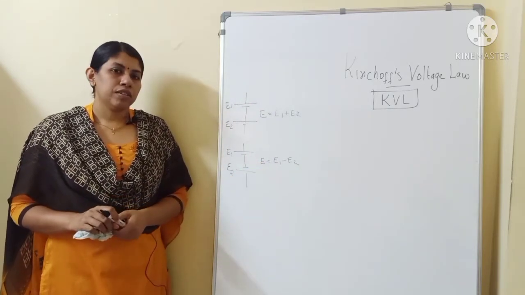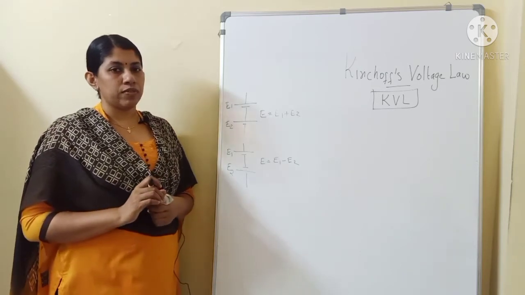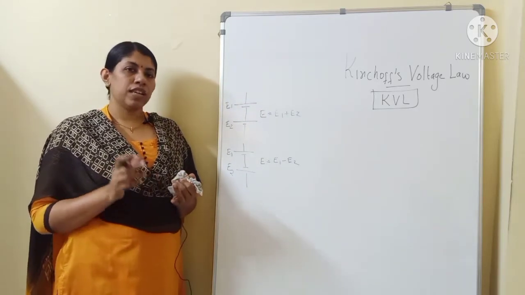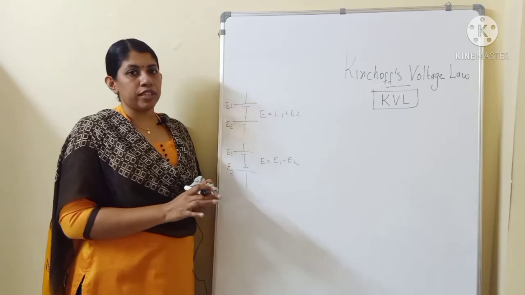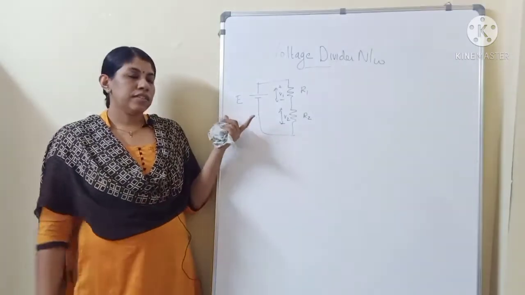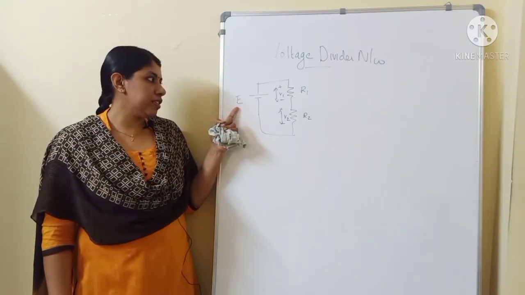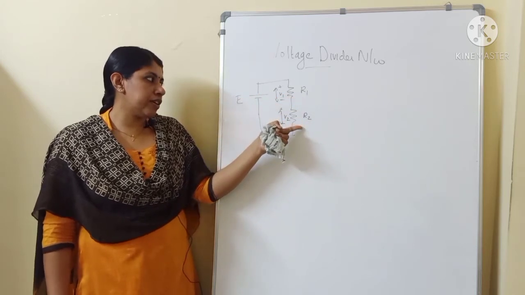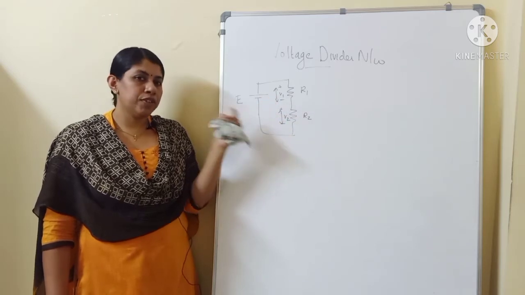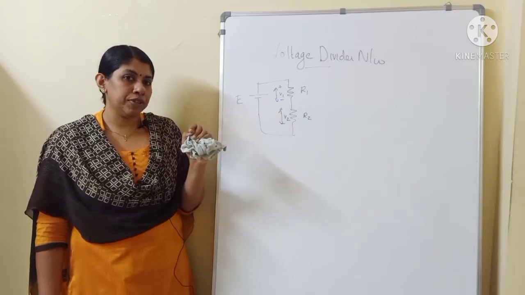Now we will study another important concept, the voltage divider network. We will learn what the voltage divider rule is, and then we will try to design a voltage divider network also. Let us discuss what a voltage divider means. Here you can see that the applied voltage E is divided across the two resistances R1 and R2, that is, between the two resistances as V1 and V2. This is why it is called a voltage divider network.